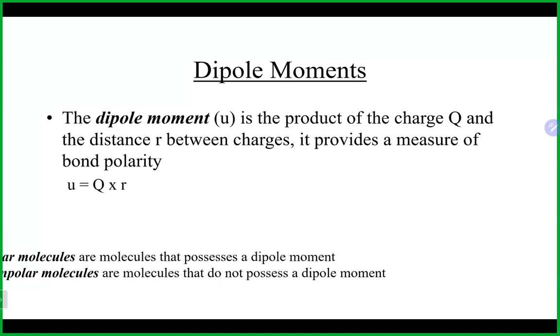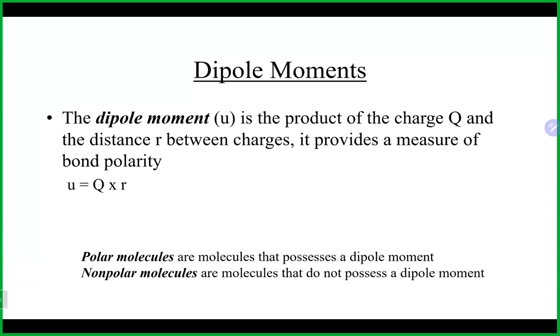So the last one we're going to talk about here in terms of bonding is polar molecules. And earlier in the chapter, we talked about bond dipoles, right? So we talked about bond dipoles.